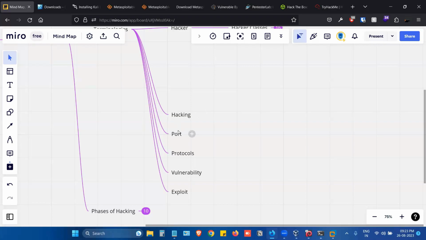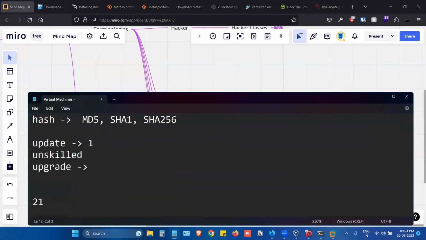Now let's talk about the next term, that is port. A port is an entry or exit point where a network connection starts and ends. So all the connectivity happens with this port. Ports use protocols that allow devices to communicate between different devices. For example, we have port 21.